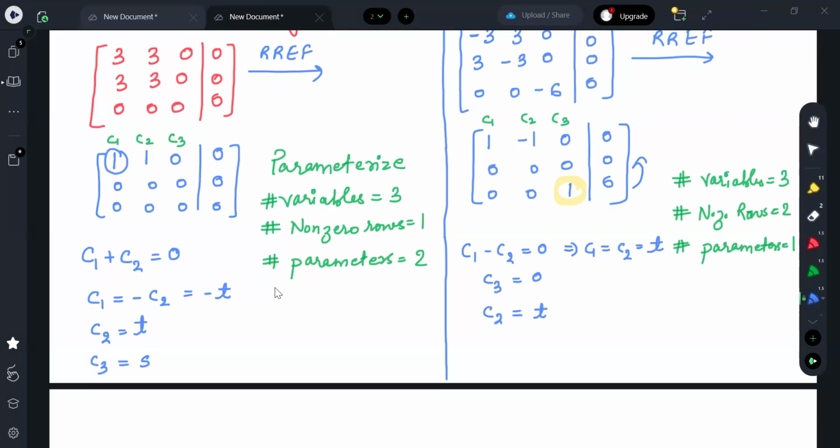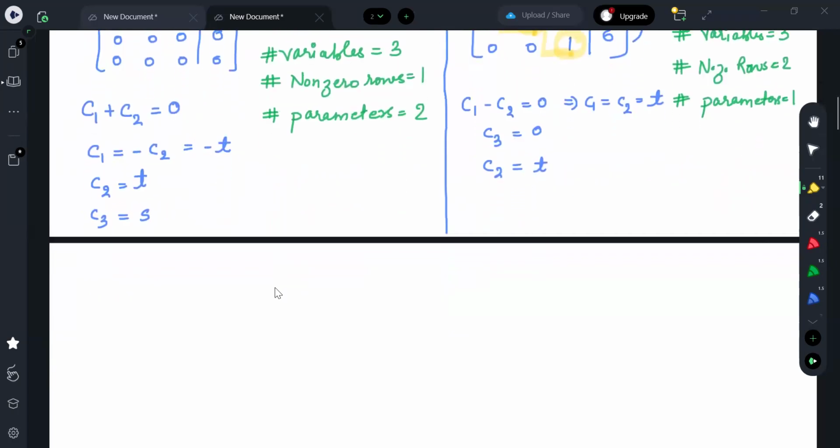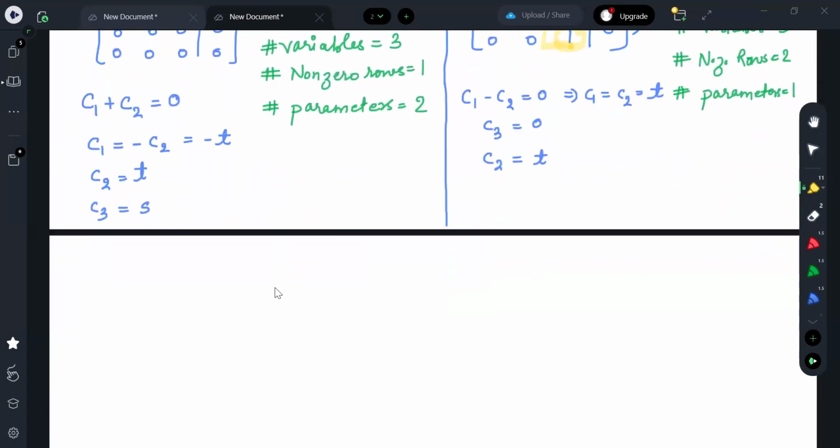We have done this already in chapter 1. C2, when I start from the top left, I go down, this one does not have a pivot entry, it's 0. When I go down, this one has a pivot, C3. So C2 is the free variable in the other matrix. Now, I have parameterized the solution set. So what do I get finally? So I have C1, C2, C3. I write it in the form of the parameters. C1 is negative t, C2 is t, C3 is s.